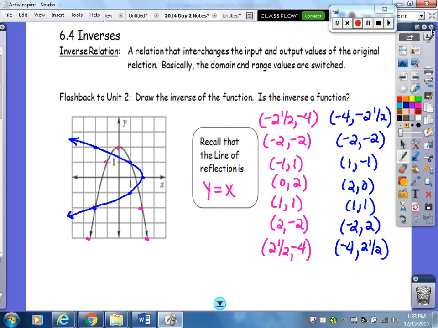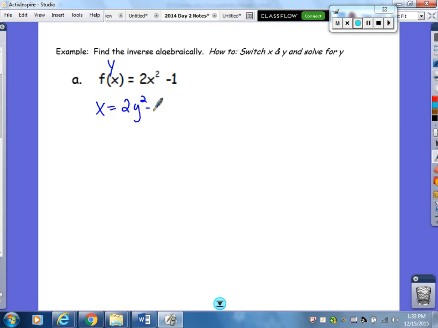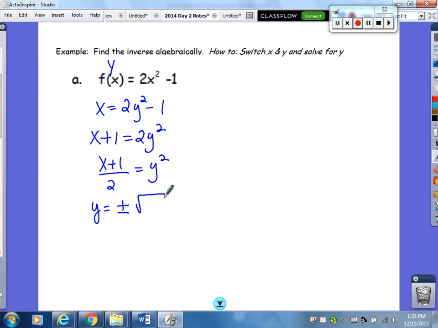All right, so let's look at how we do it algebraically. To find the inverse algebraically, we're just going to switch the x and the y, and we're going to solve for y. So f of x is another name for y. So we're going to rewrite this as x equals 2y squared minus 1. So switch x and y, and then solve for y. So we're going to add 1, divide by 2, and since I'm solving for y, I'm going to have to take the square root. Now I'm taking a square root, so that means y is going to be equal to plus or minus the square root of (x plus 1) over the square root of 2.